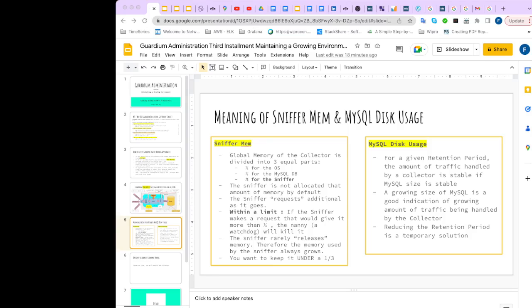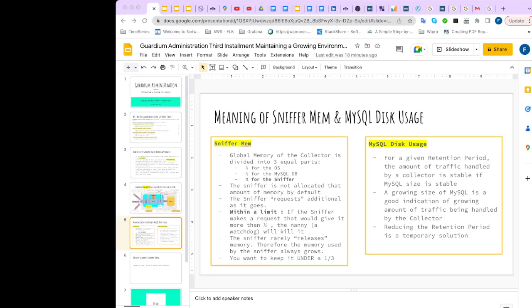So you really want to keep this use of memory under a third of the memory. So the second variable we recommend to look at is the MySQL disk usage.